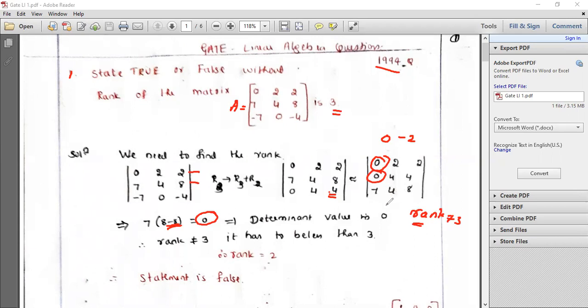Hence it has rank less than 3. But the given statement is that the rank of this matrix is 3. So this particular statement is not a correct statement. And if you see, what is then the rank of this matrix? If I take any 2 cross 2 matrix, for example, is it true?